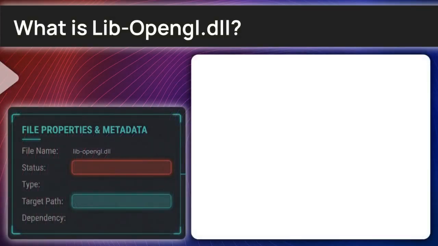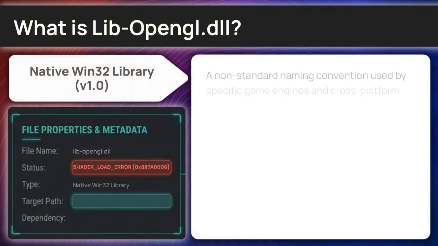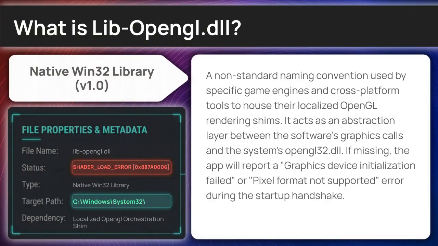This is the Lib-opengl module, a non-standard naming convention used by specific game engines and cross-platform tools to house their localized OpenGL rendering shims. It acts as an abstraction layer between the software's graphics calls and the system's OpenGL32 DLL. If missing, the app will report a graphics device initialization failed or pixel format not supported error during the startup handshake. With that context in mind, our first logical step is a clean reinstallation.